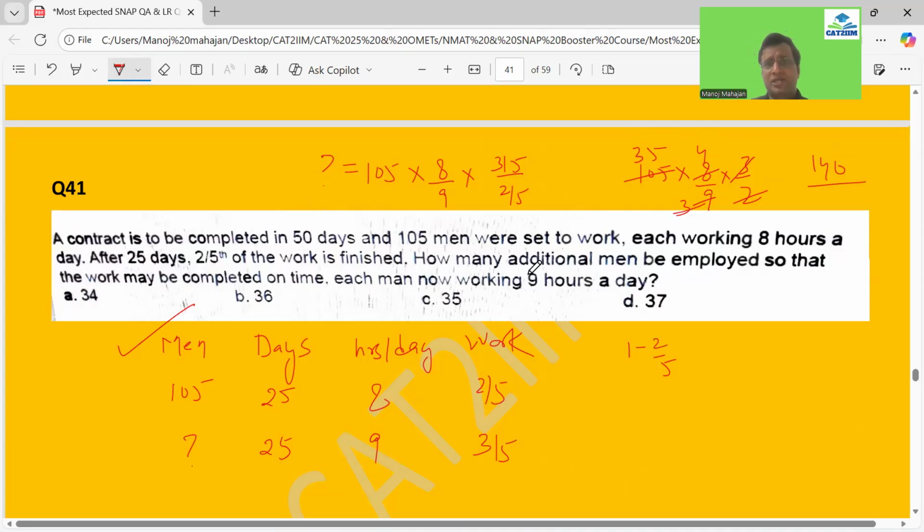They forget that additional men they're asking. So already we had 105. Let me subtract that. So you get what? 35.